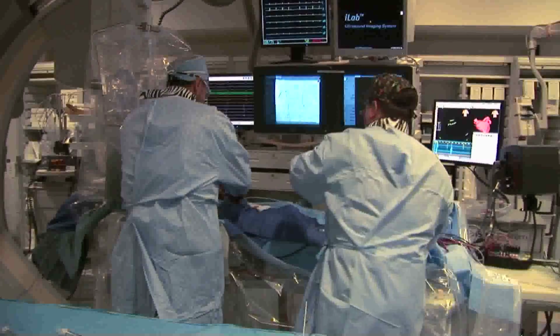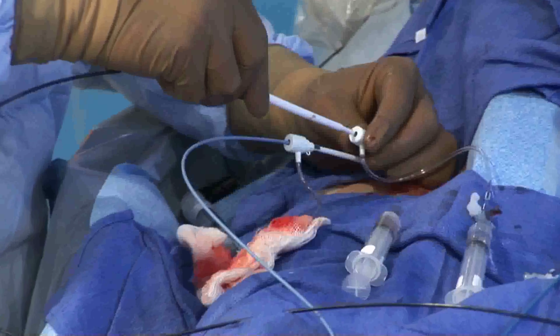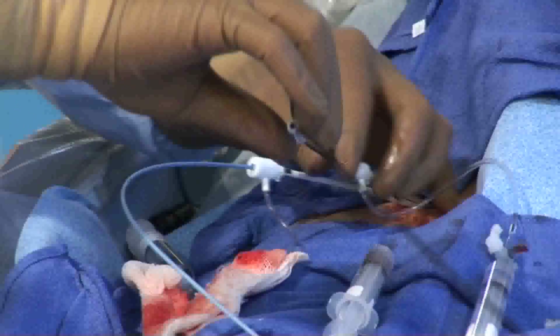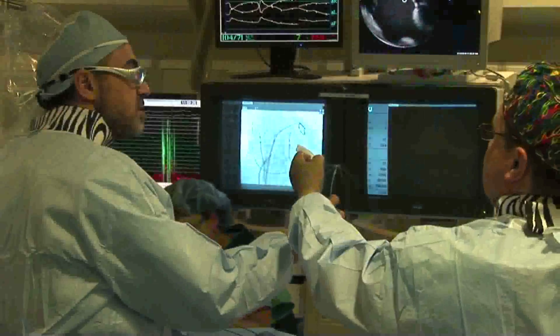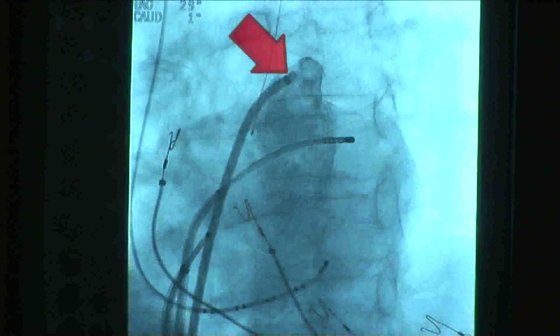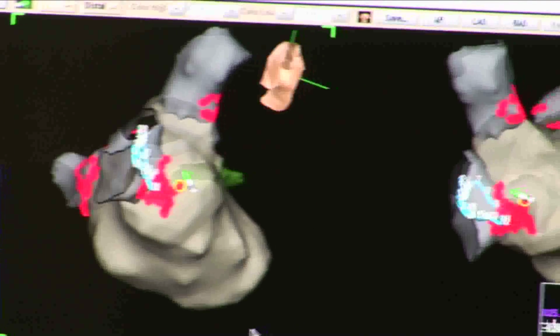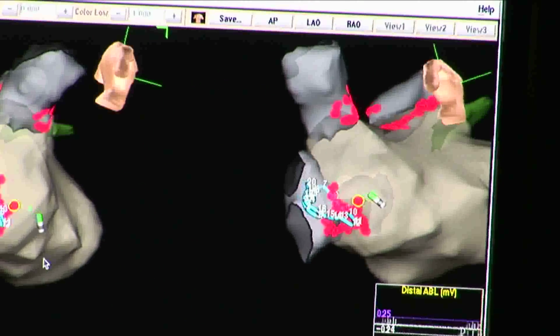Catheters are then advanced into the heart. Different catheters are used to record electrical signals from within the heart, to obtain ultrasound images, or to deliver radiofrequency energy to destroy tissue causing abnormal heart rhythms. Contrast is sometimes used to visualize some cardiac structures. A three-dimensional mapping system is sometimes used. Each red dot here represents a location where radiofrequency energy was delivered.